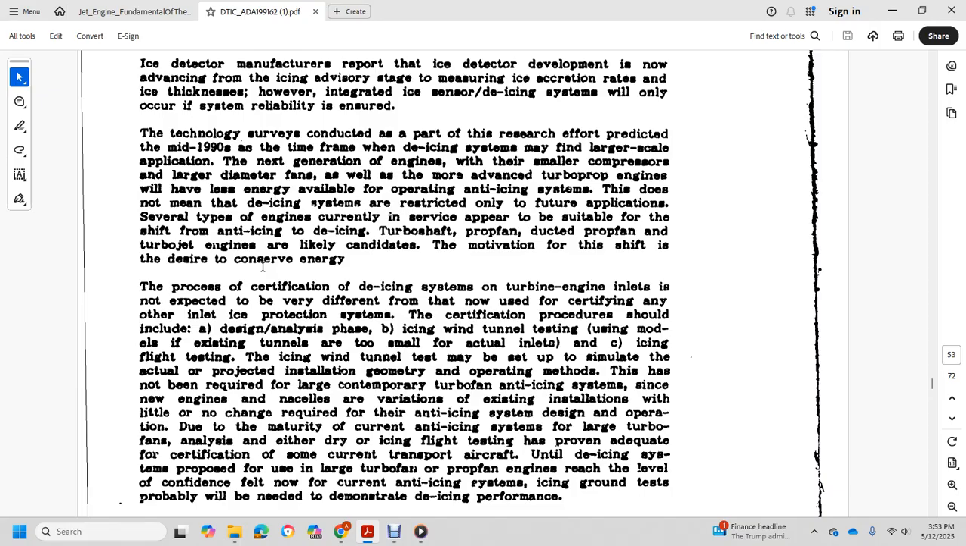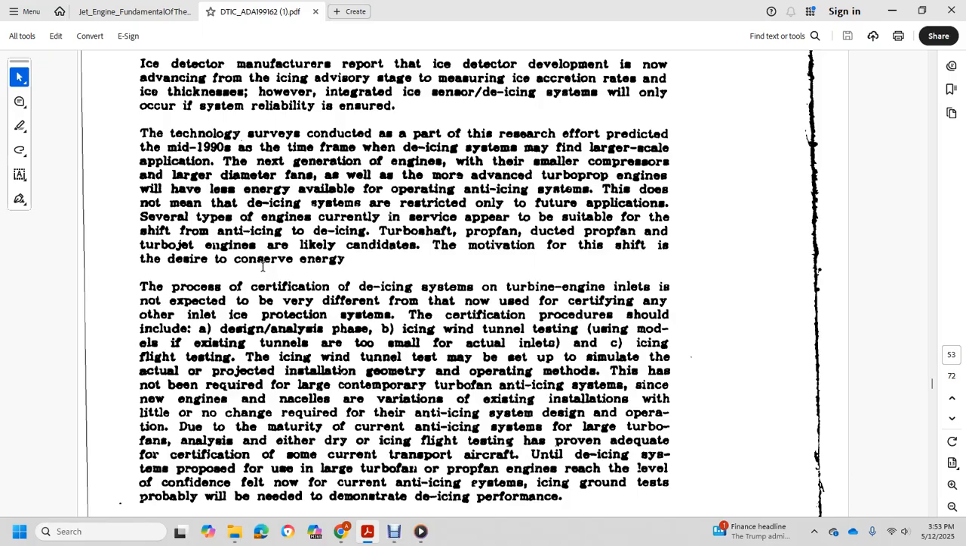The certification procedure includes a design analysis phase, ice wind tunnel testing with a model, since existing tunnels are too small for the actual inlet, and icing flight testing. The ice wind tunnel test may be set up to simulate the actual projected installation geometry. Operating methods have not been recorded for a large contemporary turbofan anti-icing system, since no engine and NASA installations with the various existing installations required little or no change for the anti-icing system design and operation, due to the maturity of the current anti-icing systems with large turbofans. Analysis, either dry or ice flight testing, has provided adequate certification.